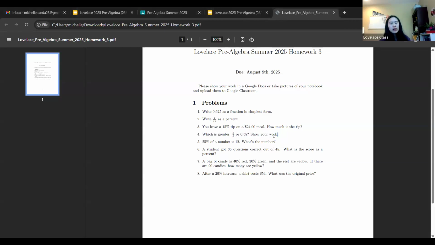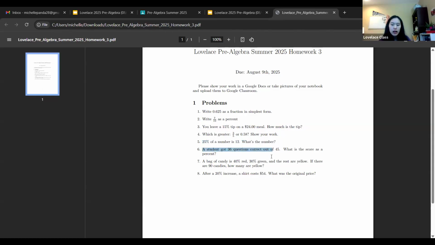For this one, the easiest way for me to visualize it is I did 3/5 and converted it into decimal form. 3/5 in decimal form: you can go from 3/5 to 6/10, and 6/10 is just 0.6. And 0.6 is greater than 0.58. And then, 25% of a number is 12. So what is that number? We know that some number times 25% is 12, so that number equals 12 divided by 25%, which is 12 divided by 1/4. That's just 4 times 12, which equals 48.